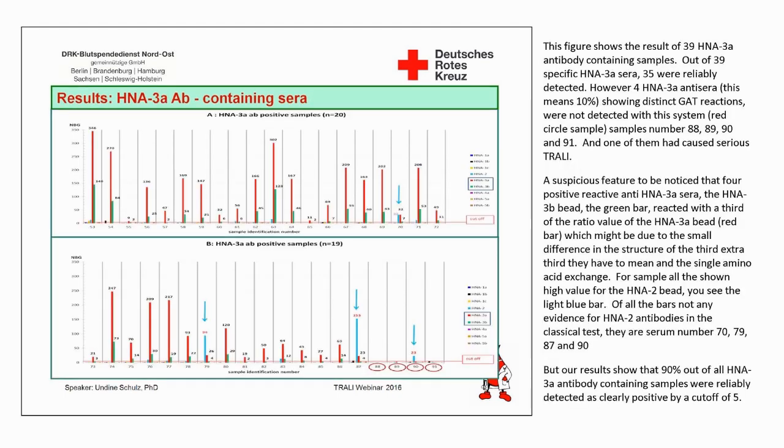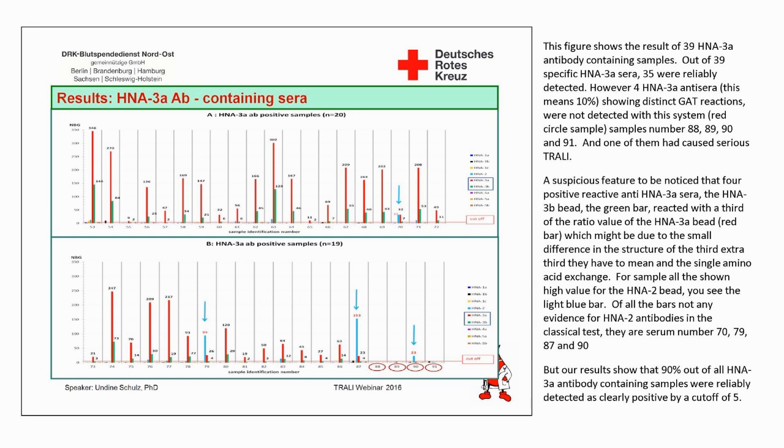This figure shows the results of 39 HNA3A antibody-containing samples. Out of 39 specific HNA3A sera, 35 were reliably detected. However, 4 HNA3A antisera, that means 10%, showing distinctive GET reactions, were not detected with this system. Red circle sample. That are sample number 88, 89, 90, and 91. And one of them had caused severe TRALI.